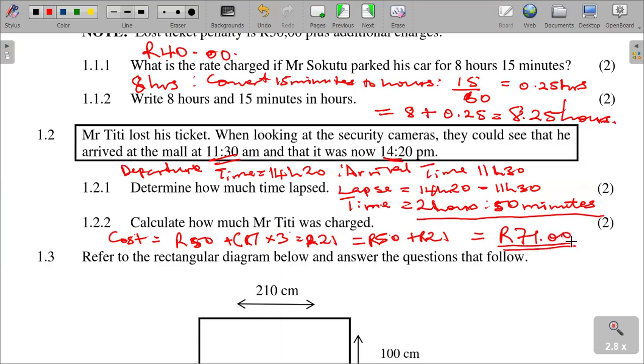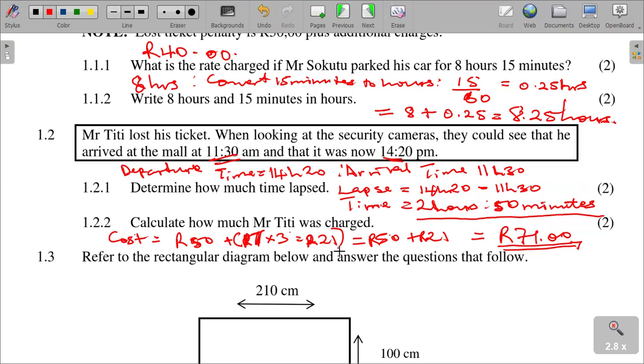That is the cost that she was charged there. And then don't forget that this is 7 rand class here. 7 rand times 3 rand. We have got to get what? 21 rand there. Which is equal to 71 rand.